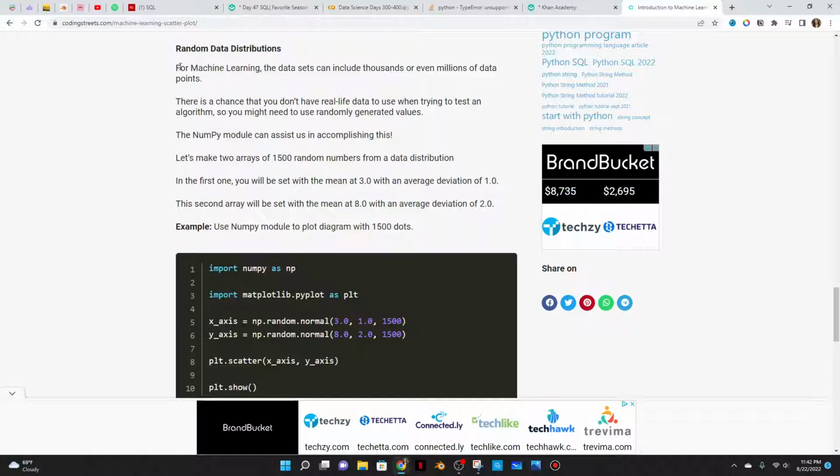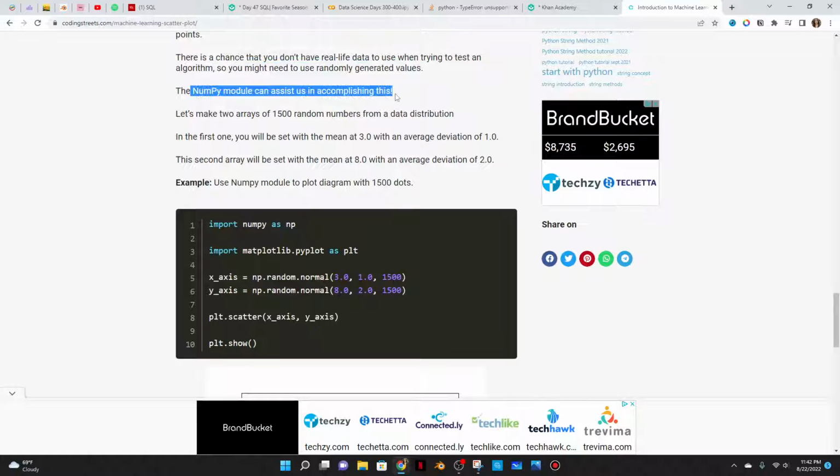Random data distributions. For machine learning, the data sets can include thousands or even millions of data points. There is a chance that you don't have real life data to use when trying to test an algorithm, so you might need to use randomly generated values. The NumPy module can assist us in accomplishing this. Let's make two arrays of 1,500 random numbers from a data distribution. In the first one, yes, it's finally explaining. Actually, it's not. Oh my God. In the first one, will be a, what? You will be set with the mean of 3 with an average deviation of 1. The second array will be set with a mean of 8 with an average deviation of 2.